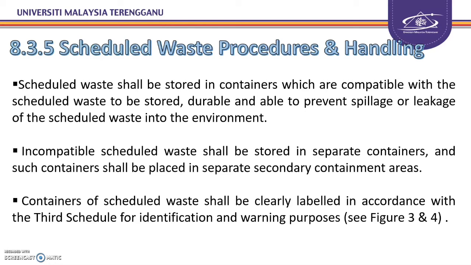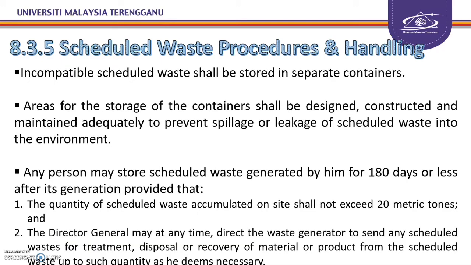Okay, how do we need to store it inside the container? And then incompatible scheduled waste shall be stored in separate containers, and such containers shall be placed in separate secondary containment areas. And then containers of scheduled waste shall be clearly labeled in accordance with the third schedule for identification and warning purposes. So let's see figures 3 and 4 later. Area for the storage container shall be designed, constructed and maintained adequately to prevent spillage or leakage of scheduled waste into the environment. So I think you can see the example of the scheduled waste storage from our lab.